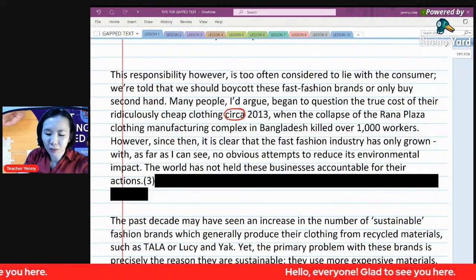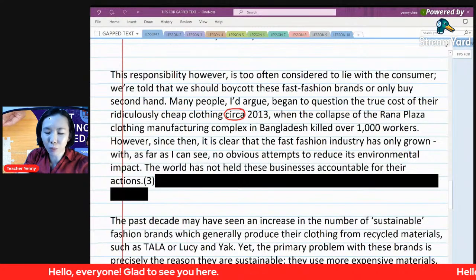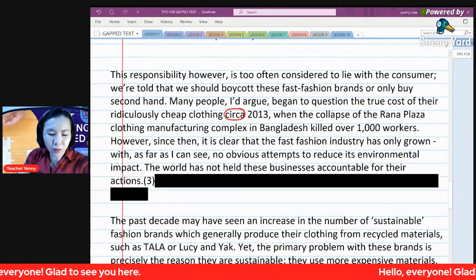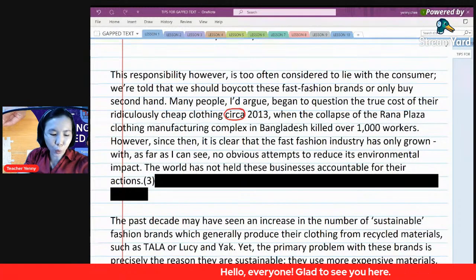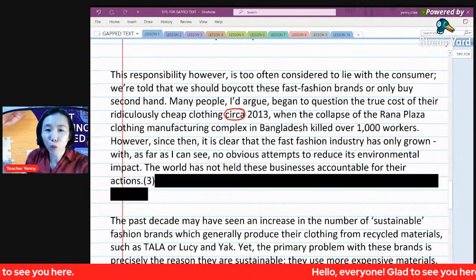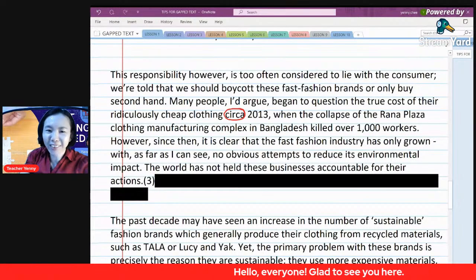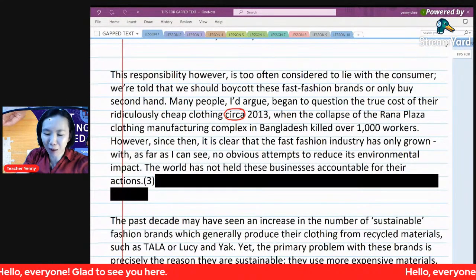So this incident had killed over 1,000 workers. All these are cheap workers, cheap laborers. However, since then, it is clear that the fast fashion industry has only grown with, as far as I can see, no obvious attempts to reduce its environmental impact. So even if you want to buy clothes, you need to consider. You have to think what you want to buy. Do you really need it before you buy?